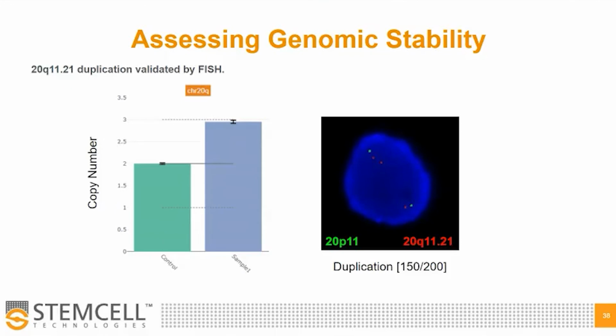The kit also detects submicroscopic recurrent abnormalities such as 20q11.21 duplication. This aberration can sometimes be detected by G banding depending on the size of the amplicon. However, it is often missed. Therefore, confirmation of the increase in copy number on the left was done using FISH. The image on the right clearly shows a cell containing 3 copies of 20q11.21.